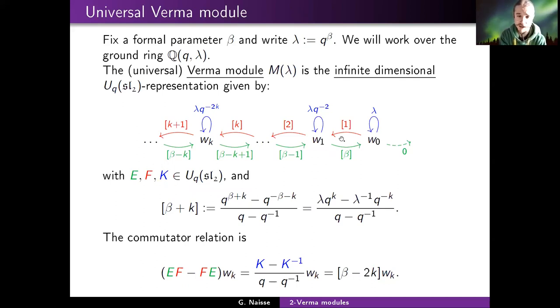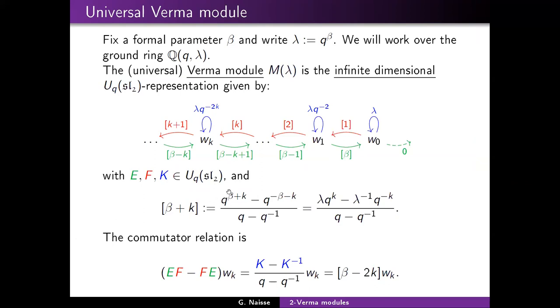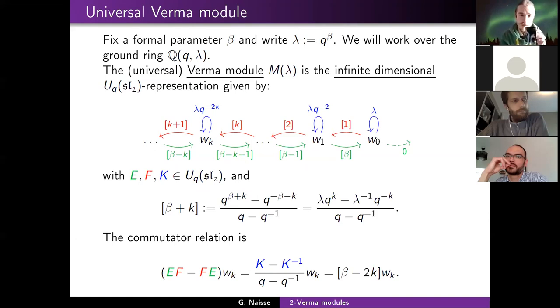Now my Cartan element K will act on my highest weight vector here as lambda, and then lambda q minus two and so on. So you decrease the power of q by two each time you increase the index of W. And again, E and F jump to the left or to the right, multiplying by some coefficient. So here for the F, you have the same coefficient as in the finite dimensional guy. And for the E, you now need to act with this shifted quantum integer, beta plus k, that you simply define the same as before. So q to beta plus k minus q minus beta minus k on q minus one. And of course, this q beta, you need to replace by lambda because this is really a formal variable. And again, you can simply check that the commutator relation holds in this case. And so this is really the guy that we will want to categorify.